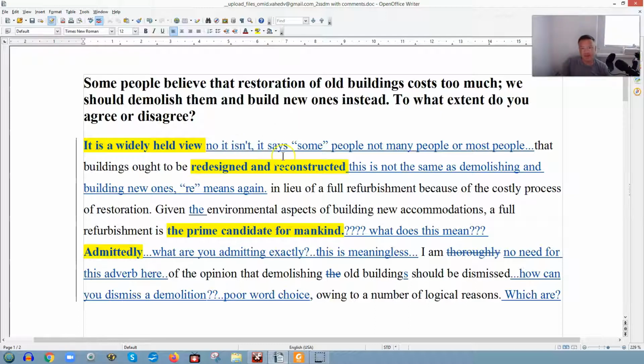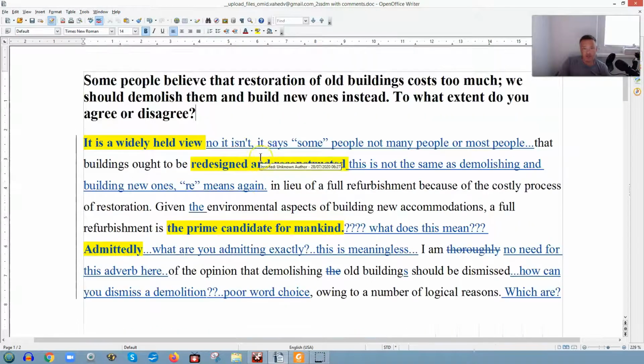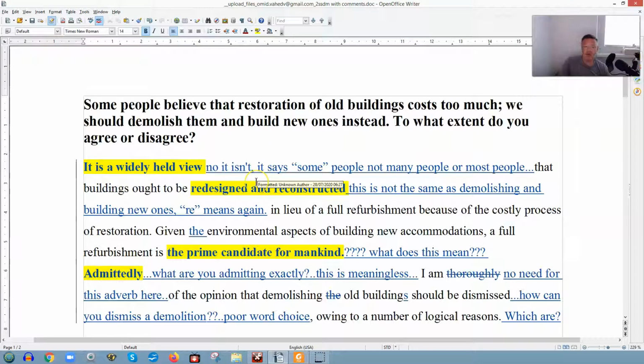It's a widely held view. No, it isn't. Some people is not a widely held view. According to some, you could say. Redesigned and reconstructed. Well, it doesn't say that. Redesign, reconstruction, means again. So the same building, design again, construct it again. But this is talking about demolishing and building completely new buildings. So it's not the same.